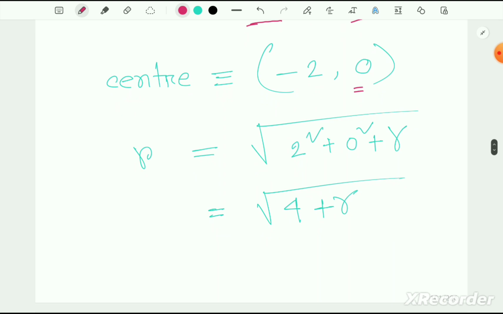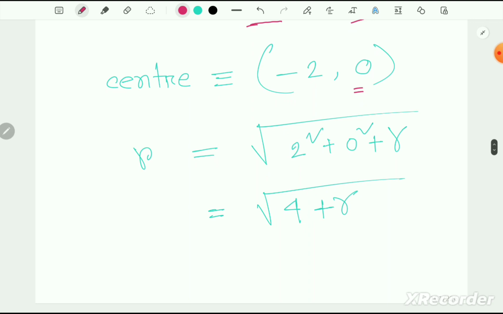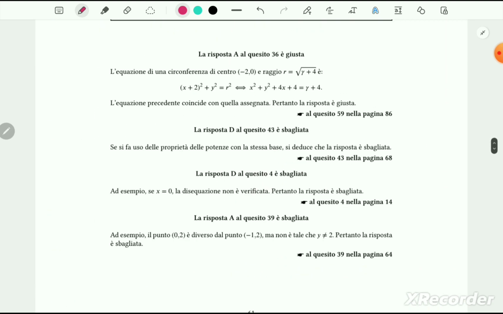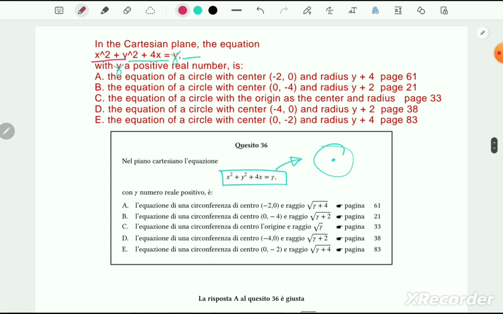And what is the r? Simply we can use this equation, root over g square plus f square minus c. So c has value of negative gamma, so we just input it, and minus negative gamma becomes positive. So finally we found that this is our radius, square root 4 plus gamma. So let's find out the answer. Square root gamma plus 4, minus 2, 0, so option A. Yes, so A is our answer.